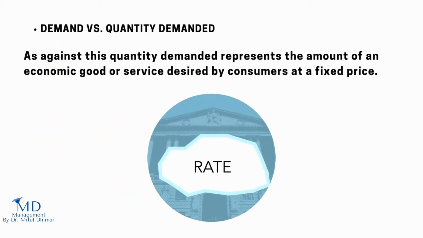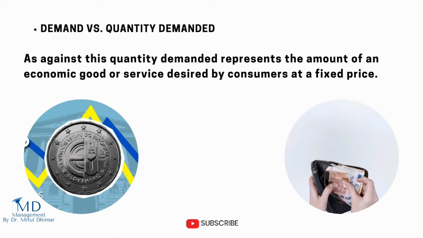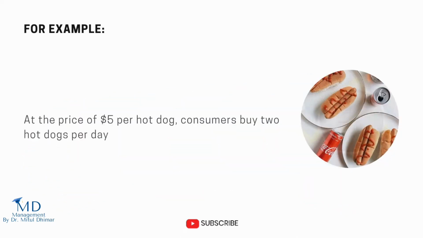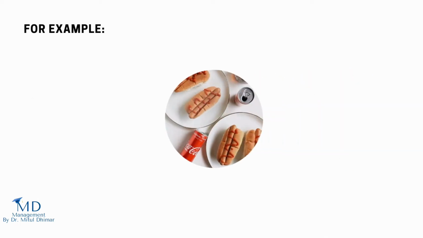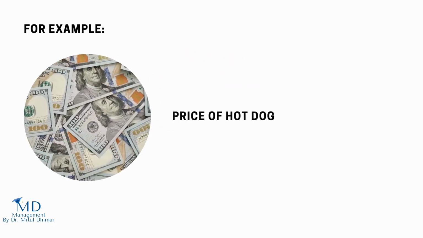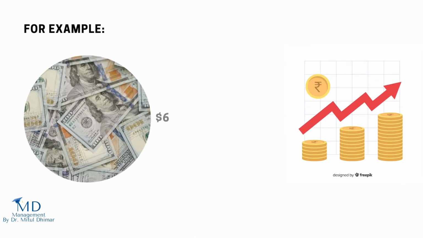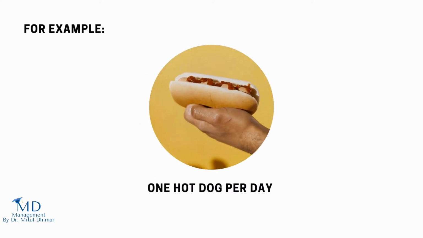As against this, quantity demanded represents the amount of an economic good or service desired by consumers at a fixed price. For example, at the price of $5 per hot dog, consumers buy 2 hot dogs per day. The quantity demanded is 2. If vendors decide to increase the price of a hot dog to $6, then consumers only purchase 1 hot dog per day.